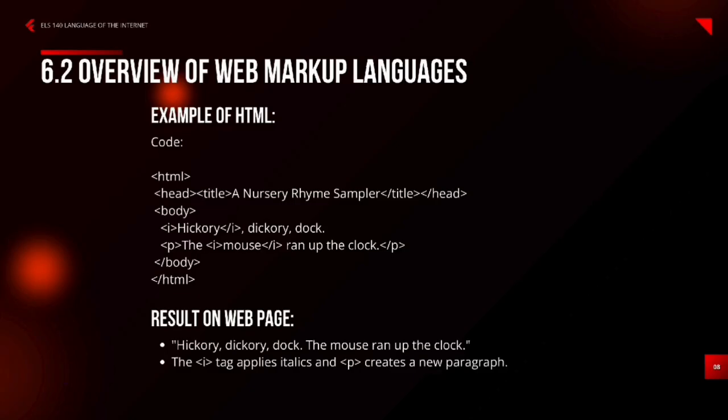To move on, the example below provides a simple illustration of how HTML coding works. This is the HTML code, this is the visualization of the example, and this is the result on the web page: Hickory dickory dock, the mouse ran up the clock. The I tag applies italics and the P tag creates a new paragraph. The title, A Nursery Rhyme Sampler, does not appear in the text itself but at the top of the web browser. The full set of HTML codes used by adept web page designers is quite extensive.